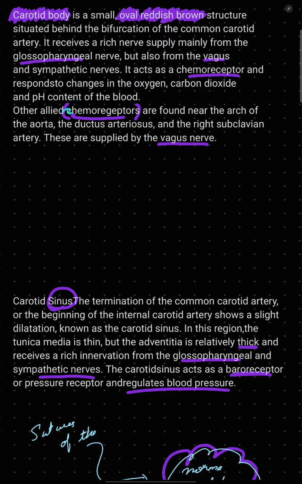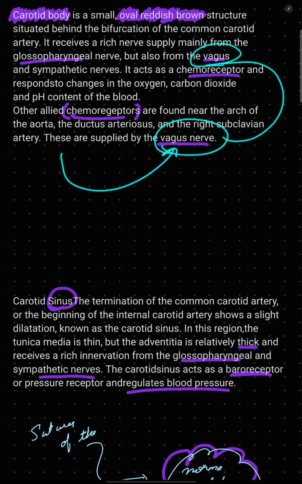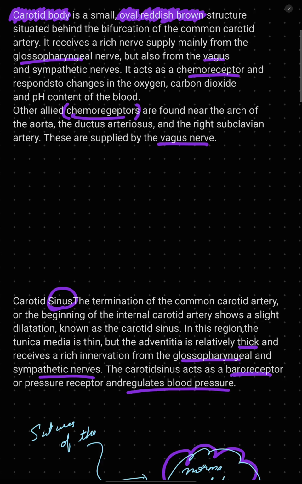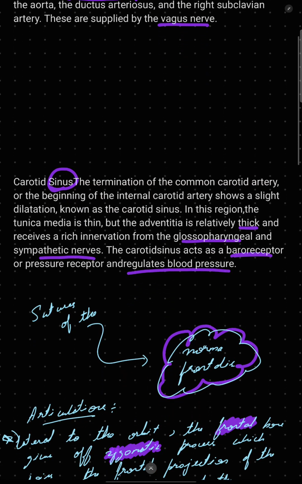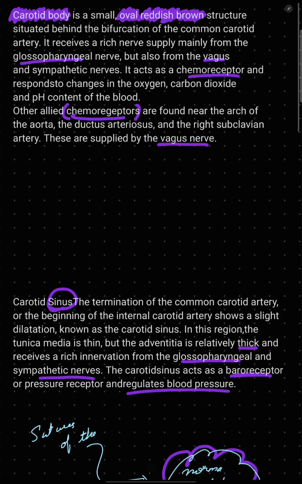Something to remember. Other allied chemoreceptors are found in the arch of aorta, the ductus arteriosus, and the right subclavian artery. These are also supplied by the vagus nerve. So that is the carotid body. These things, if you remember, are going to help you later. Small topics, essential topics. We're going to cover things like this further on in my series as well.